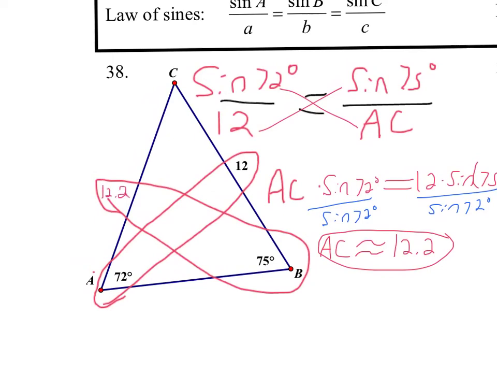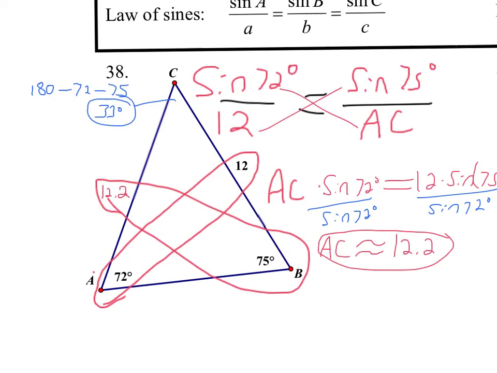So now we know two sides and two angles. Oh, you know what we could have done right away, but it's fine if we just do it now, is we could have figured out this angle. So let's go ahead and do that now. We know there's 180 degrees in any triangle, a right triangle or a non-right triangle. So we'll take 180 minus 72 minus 75, and we get 33 degrees. So angle C, 33 degrees. All right, what's missing?